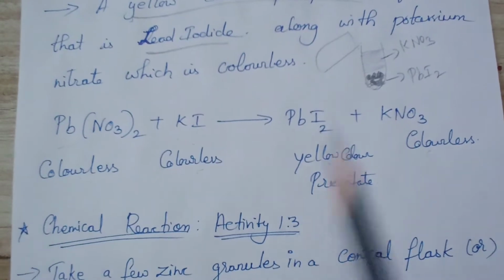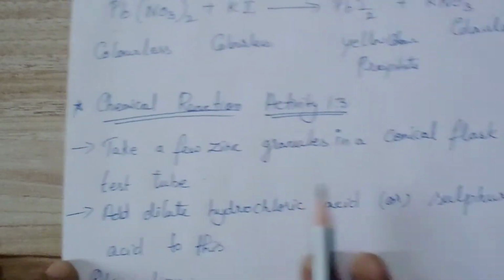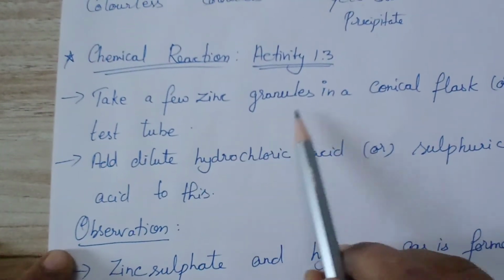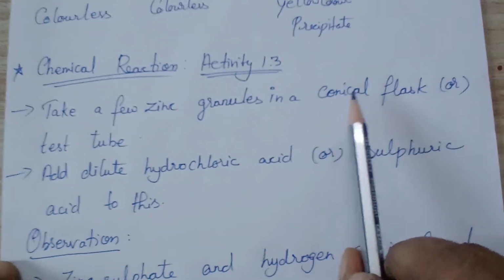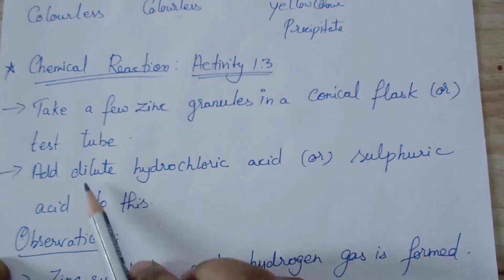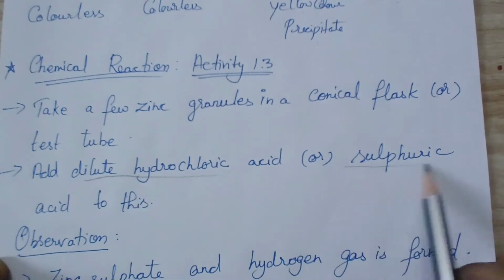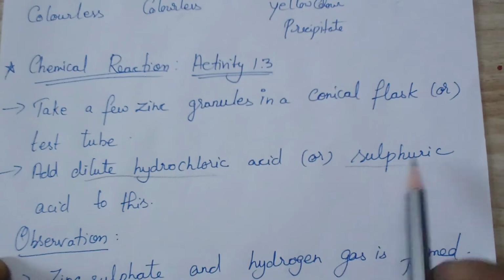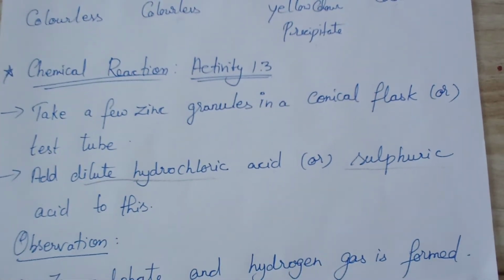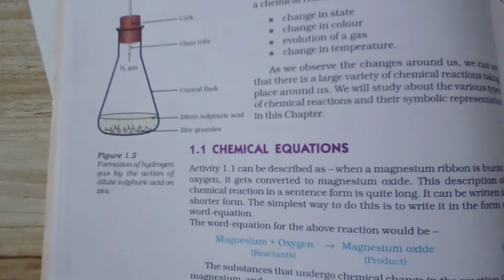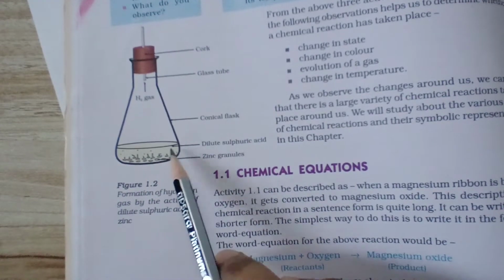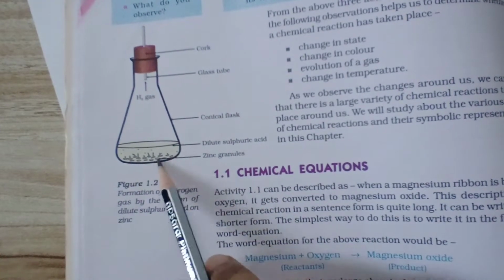So this is your second activity. Next, third activity: take a few zinc granules in a conical flask or a test tube, add dilute sulfuric acid, not concentrated, it is a dilute sulfuric acid or hydrochloric acid. What will be your observation? So take a conical flask, take the dilute sulfuric acid in it, put the zinc granules.